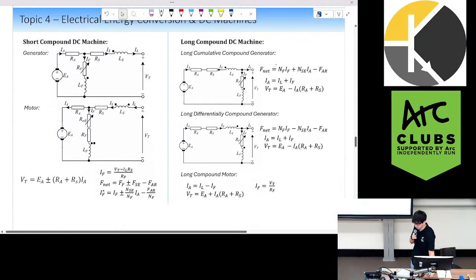Short compound versus long compound. Again, it's in the name. Compound means that we are adding together the impact of two different excitations, so we have the shunt excitation and the series excitation. The difference between short and long is simply in where we place that shunt branch. In short, we have an armature with a shorter electrical length or fewer components, and in the long, we have an armature that has more electrical components connected. So that's where the name comes from.